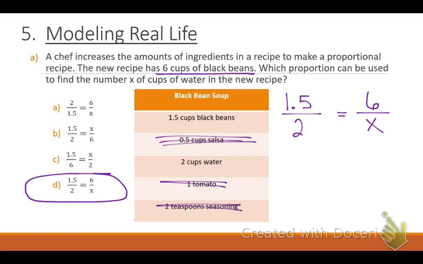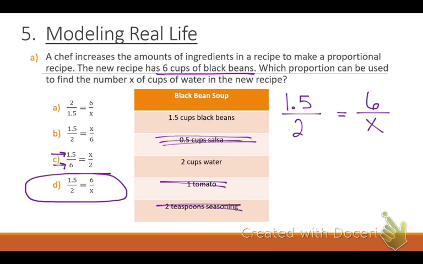What did they do wrong on C? This is a little different. Hadley? Okay, so they did, we'll call it the original, the OG, original beans over the new beans, but then they did new water over original water. If they had done originals over news, it still would have worked.